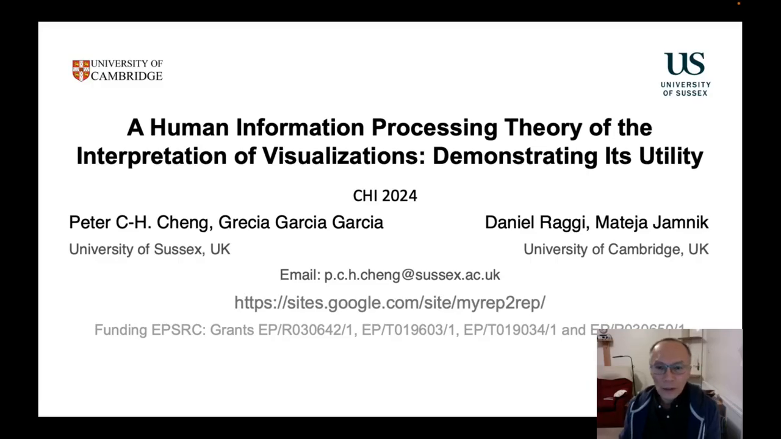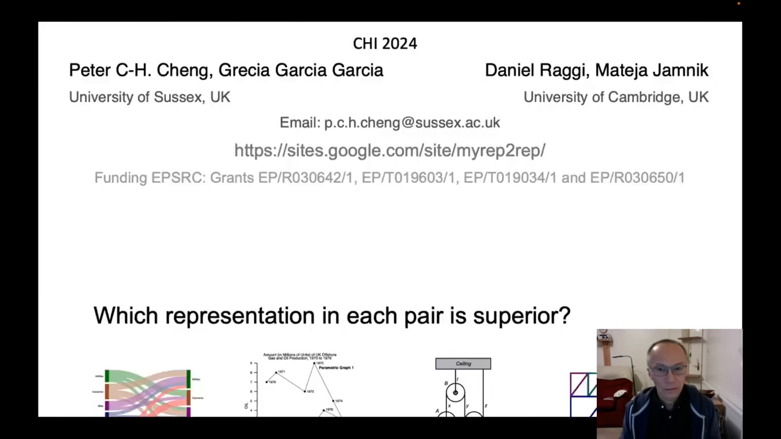A human information processing theory of the interpretation of visualizations, demonstrating its utility. The authors are Peter Cheng, me, Grecia Garcia, Daniel Raggi, and Mateja Jamnik. Human information processing is used in the title, but for short I will use the term cognitive throughout the talk.